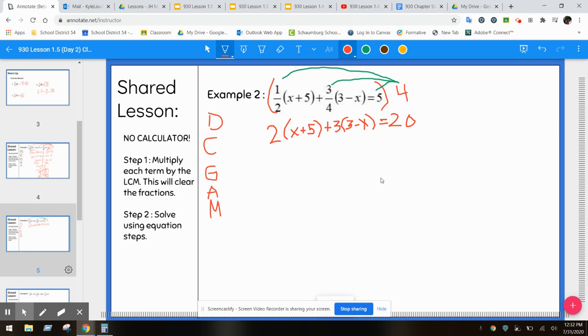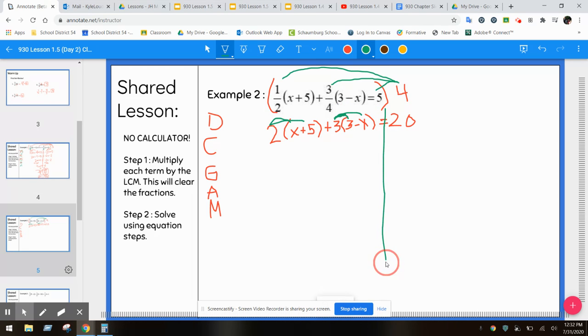I don't know about you, but it's already starting to look like a much easier problem to solve. I do not have all these fractions anymore. The fractions are gone, which is great. Do have to distribute again, however, so I got to distribute the 2. Then I got to distribute the 3. Don't have anything to distribute on the right-hand side, but that's all right. Okay, so I'm going to draw my line down.